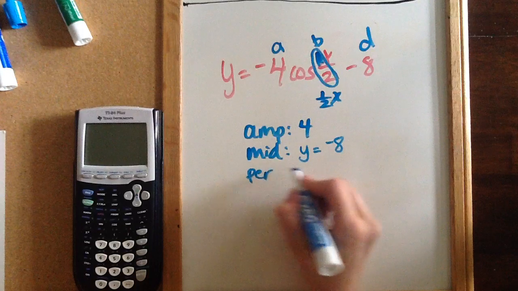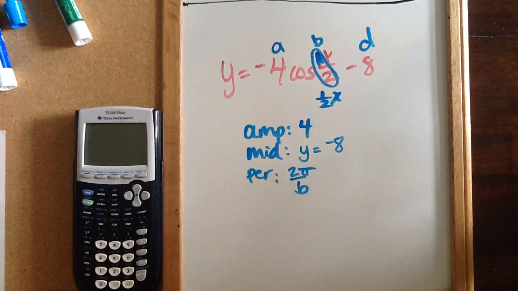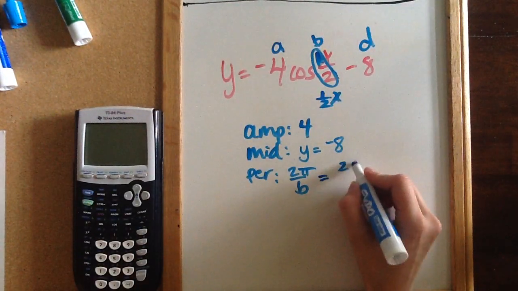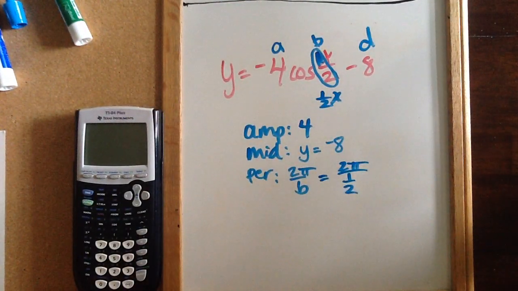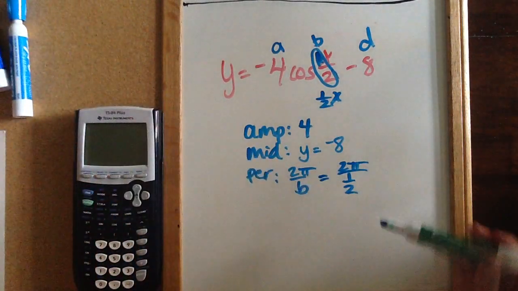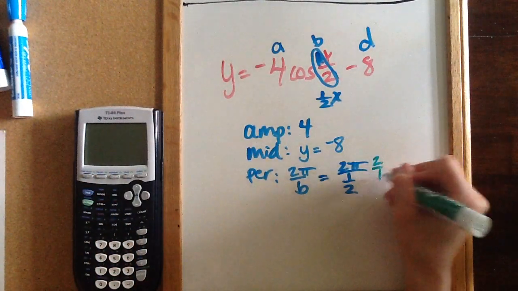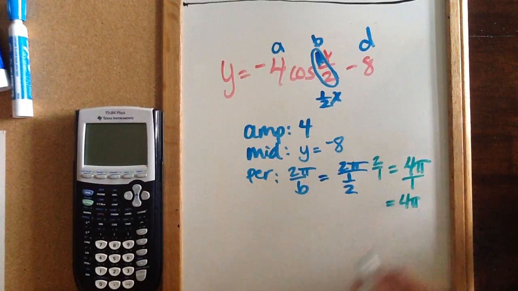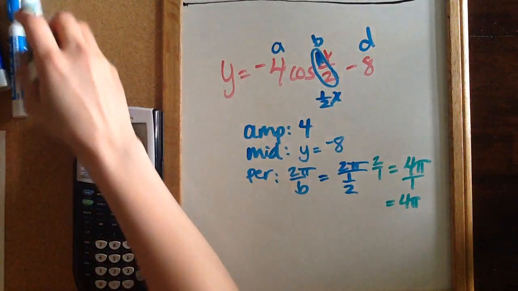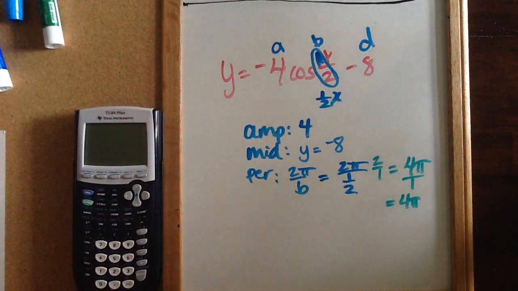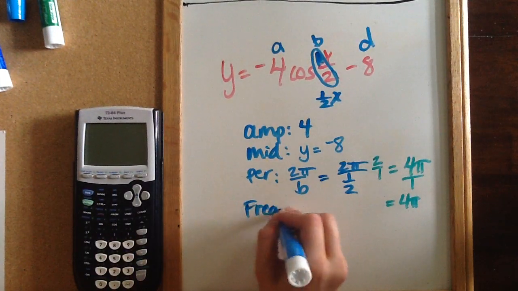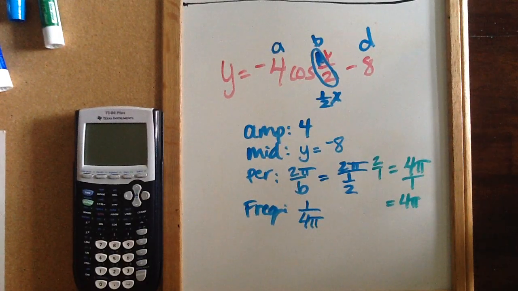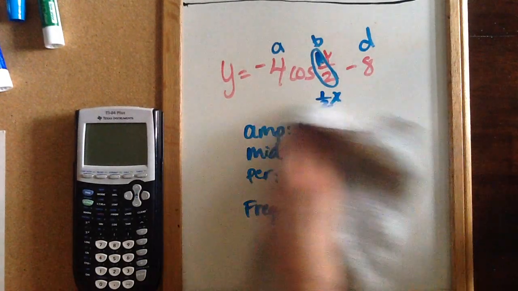The period I find by doing 2 pi divided by b. Well, b is what's in between the cosine and the x, so in this case it's the 1/2, so I'm going to have 2 pi divided by 1/2. So here I'm going to flip this, so this becomes 2 over 1, so I end up multiplying to get 4 pi over 1, which is really just 4 pi. So the period is 4 pi, which means that the frequency is going to be the reciprocal, which is going to be the unsaid 1 on the bottom over 4 pi. Okay?